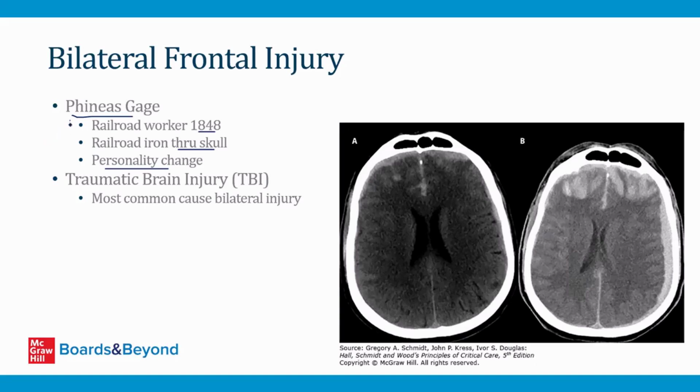So you can get all these clinical features I talked about in the last slide, the things that happened to Phineas Gage, if you have bilateral frontal lobe injury that damages the prefrontal cortex. Usually this happens because of some type of trauma. So traumatic brain injury is the most common cause of bilateral frontal lobe injury, leading to all these behavioral changes.